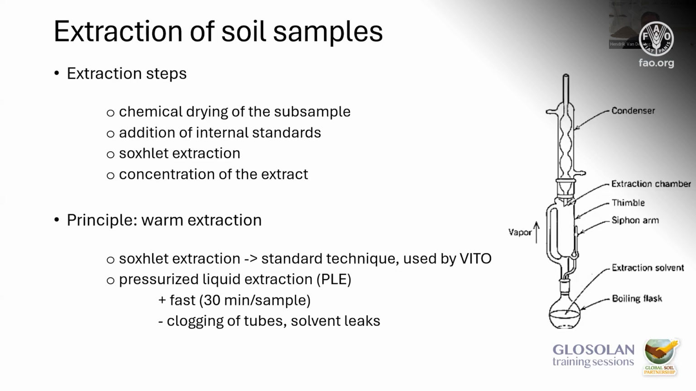Then we do the Soxhlet extraction and we concentrate the extract. To the right, you can see a Soxhlet apparatus. I will come more in detail in a later slide on this. But the principle of the extraction is a warm extraction. So instead of Soxhlet, we can also use other techniques with warm extraction. For instance, pressurized liquid extraction. This is an instrument that can be purchased. It's a very fast instrument. In 30 minutes, you can have your sample, but it has also some drawbacks like clogging of the tubes and solvent leaks. So at FAO, we do the extraction always with Soxhlet.